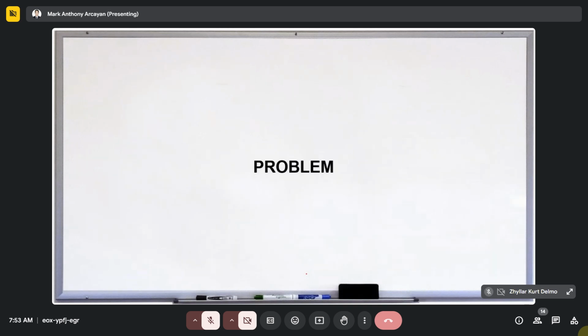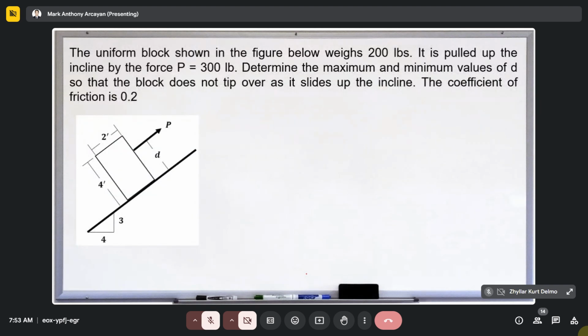Now, let's try those steps and answer this problem. We have here the uniform block shown in the figure, which weighs 200 pounds. Then it is pulled up the incline by the force P equal to 300 pounds. The requirements are to determine the maximum and the minimum values of D so that the block does not tip over as it slides up the incline. The coefficient of friction is 0.